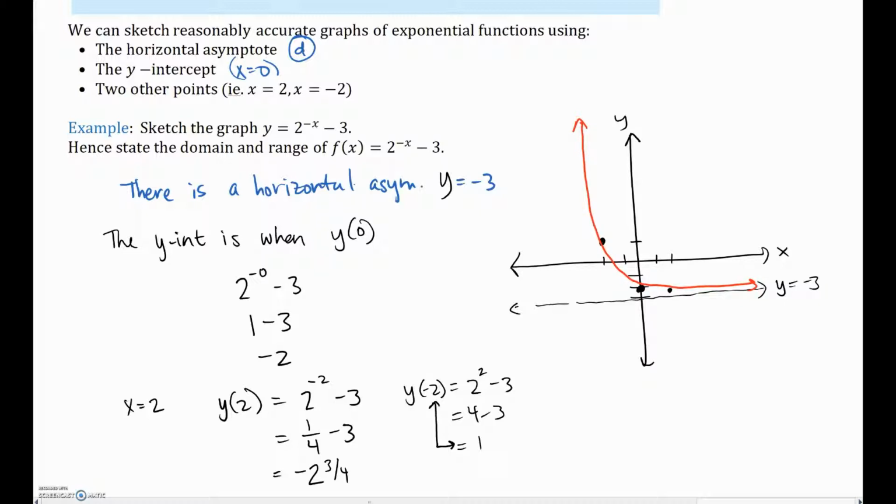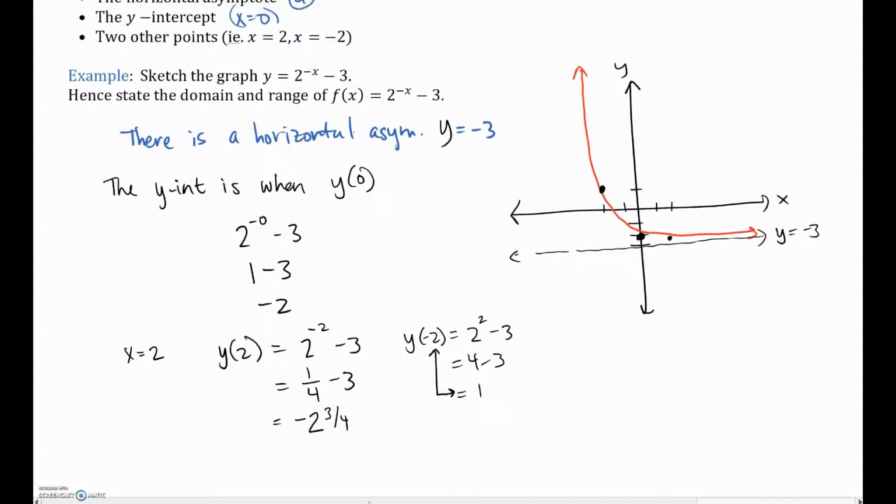And that's how you can sketch these graphs. So kind of the trick is, know how to do the horizontal asymptote, know how to find the y-intercept, and then just get 2 other points. It doesn't have to be 2 and negative 2. I just chose them because they were in my notes. But you could have picked 1 or negative 1 or anything like that. And that is how I would graph any of these graphs that are exponential functions.